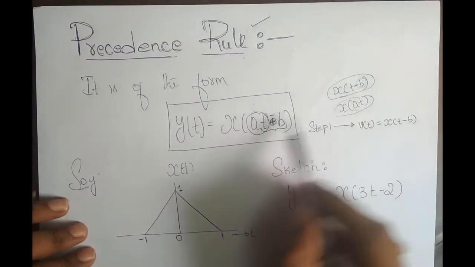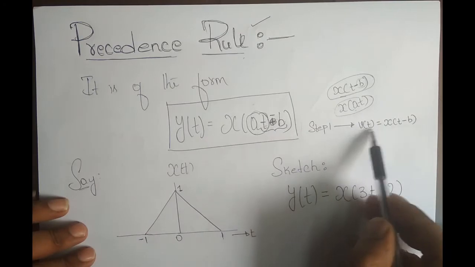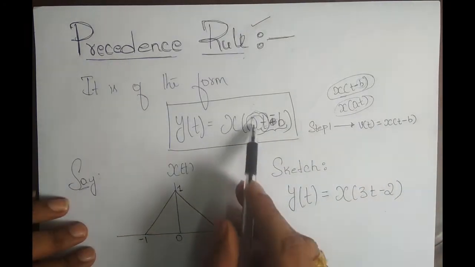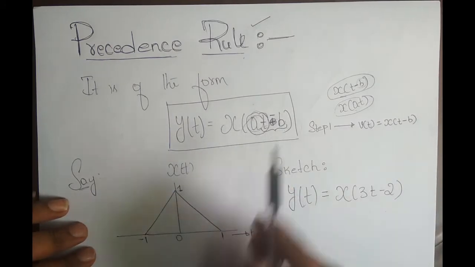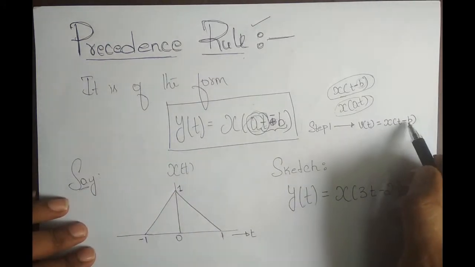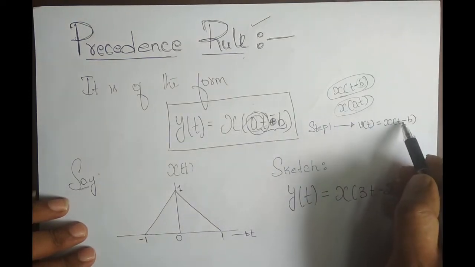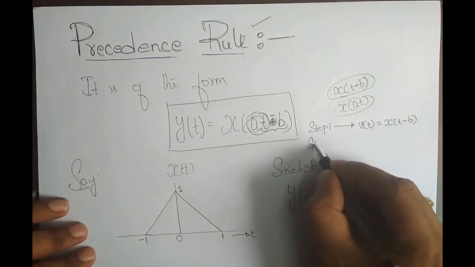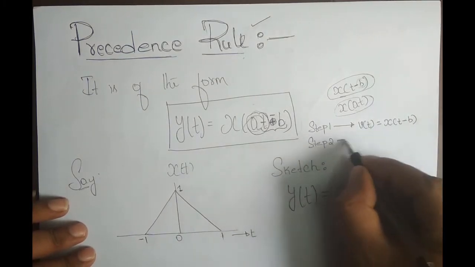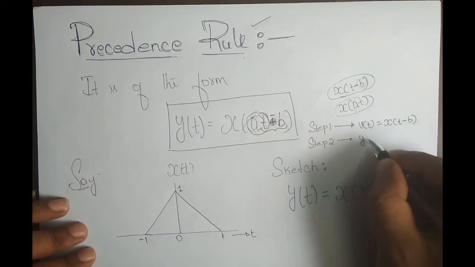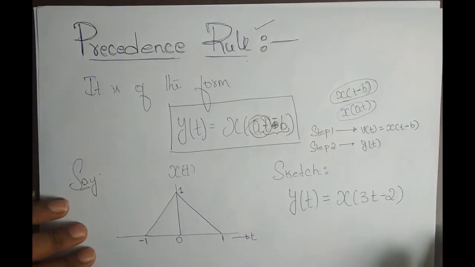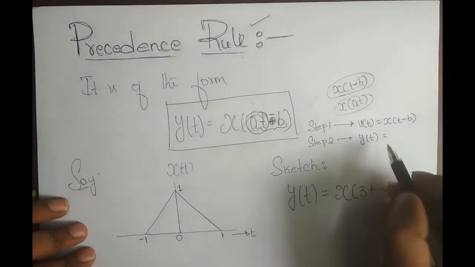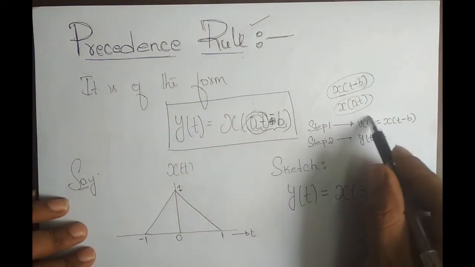In our case, the shifting operation is x of t minus b. Whenever you are shifting, ignore the scaling part. Don't even look at that scaling part. You just have to shift the signal x of t minus b. If it is plus, you make it plus. If it is minus, you make it minus. Fine. Now step number 2 is you have to plot the output signal y of t, and this involves only the scaling operation, and you have to perform the scaling operation on the intermediate signal.